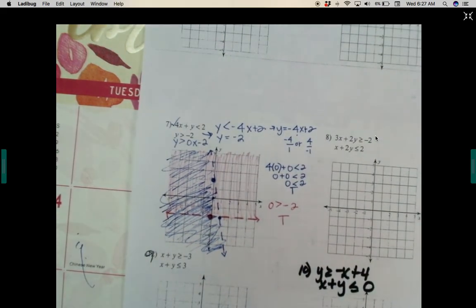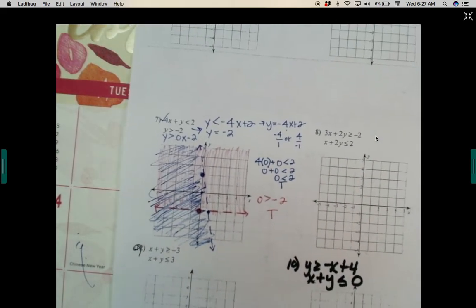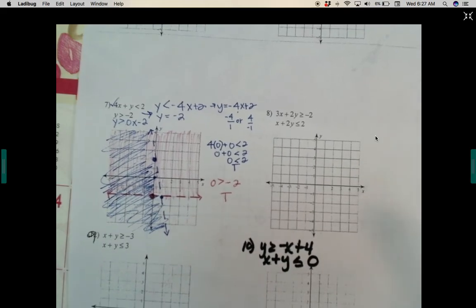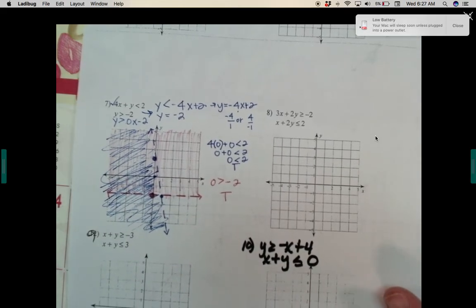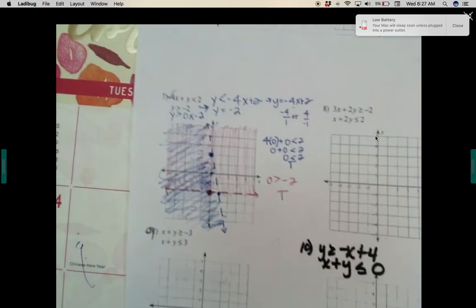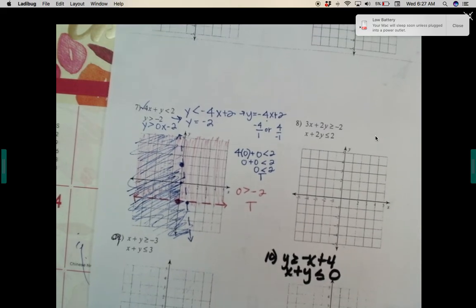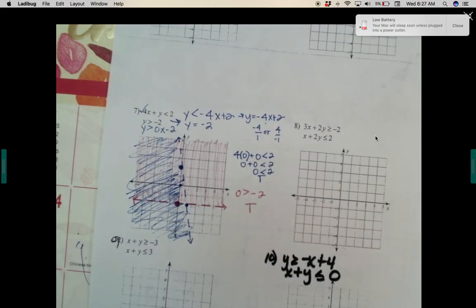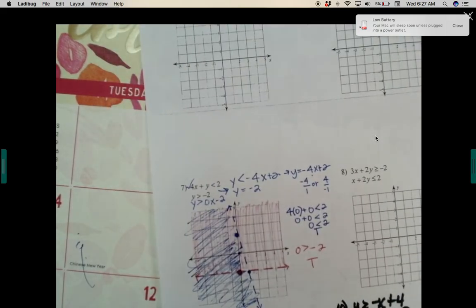Okay, so what you're expected to do is complete this assignment, staple it into your notebook. Next week we're going to start on word problems that involve these. We did a little preview of word problems, but you're going to be expected to write them, graph them, all that. So finish 5, 6, 8, 9, 10, and 2, 3, 4.